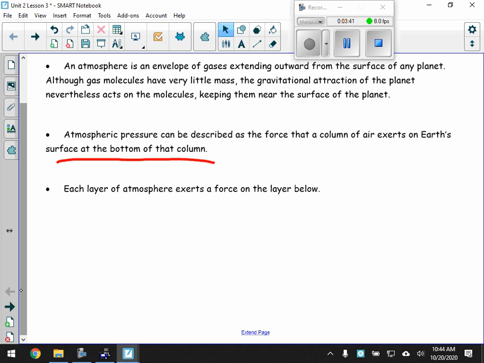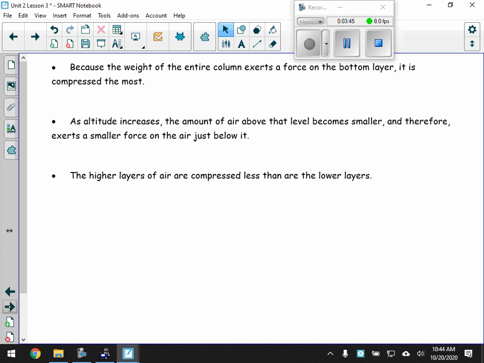Each layer of atmosphere exerts a force on the layer below it. Because the weight of the entire column exerts a force on the bottom layer, it is compressed the most. I'll draw you a little diagram of that. As altitude increases, the amount of air above that level becomes smaller and therefore exerts a smaller force on the air just below it. The higher layers of air are compressed less than the bottom layers.